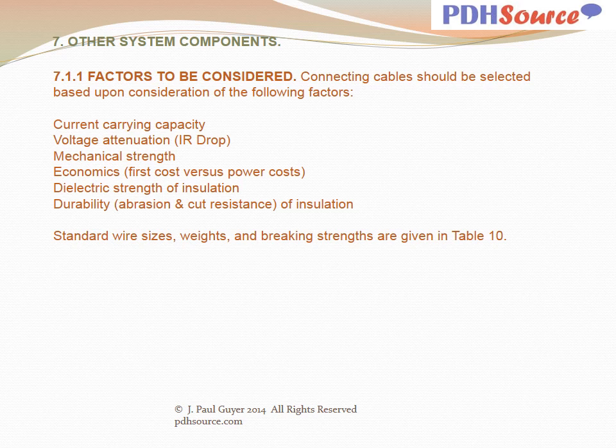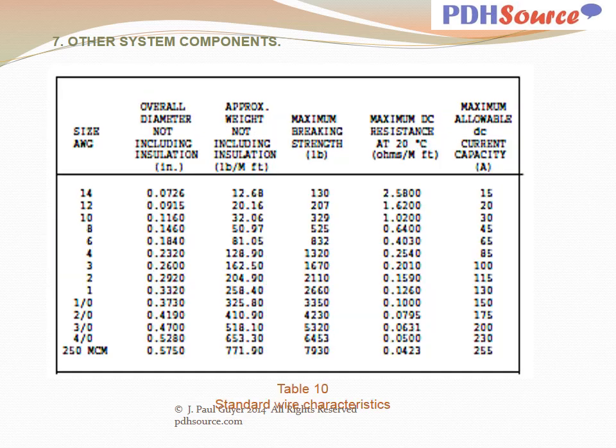Connecting cables should be selected based upon consideration of the following factors: the current carrying capacity, the voltage attenuation, the IR drop (current times resistance), the mechanical strength, the economics (first cost versus power cost), dielectric strength of insulation, and durability regarding abrasion and cut resistance of the insulation. Standard wire sizes, weights, and breaking strengths are given in Table 10. Table 10 provides standard wire characteristics.